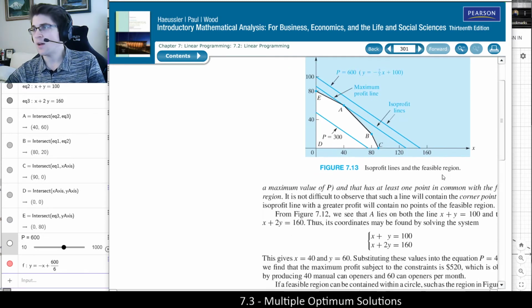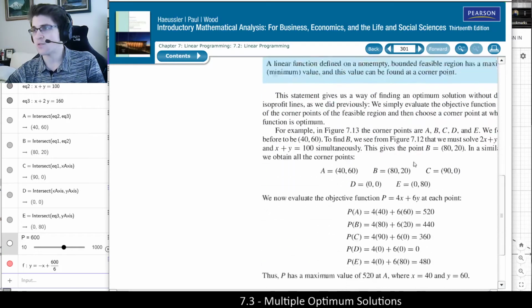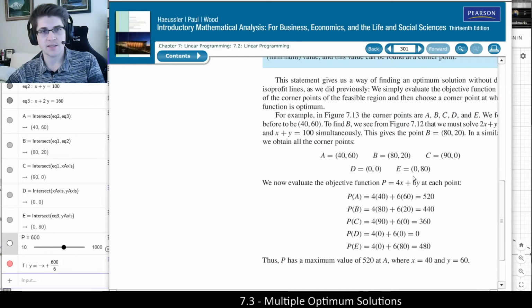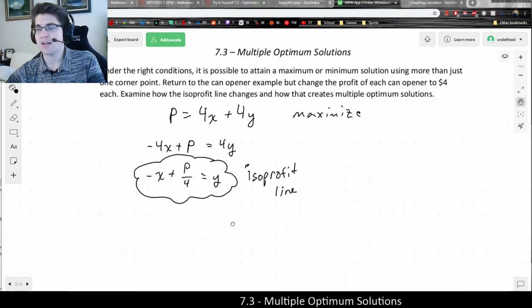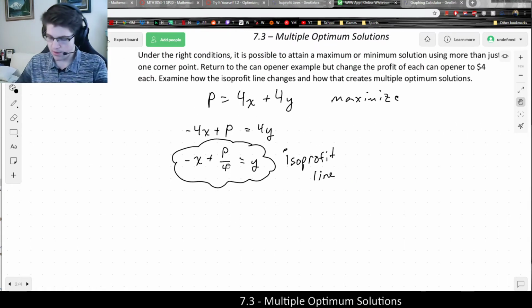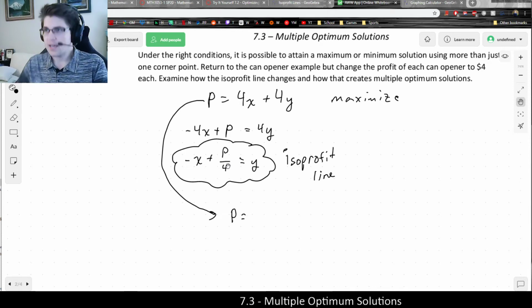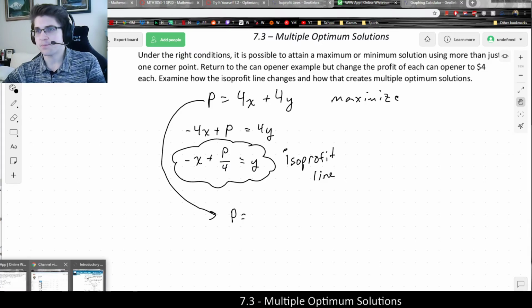So, again, looking at those 5 corner points, those were these 5 points here: 40, 60; 80, 20; 90, 0; 0, 80; and 0, 0. We could test them mathematically into our new profit function, and we'll see there's an overlap. So let's try each point individually.